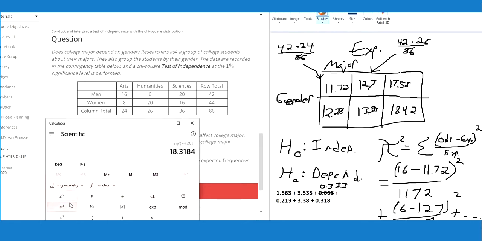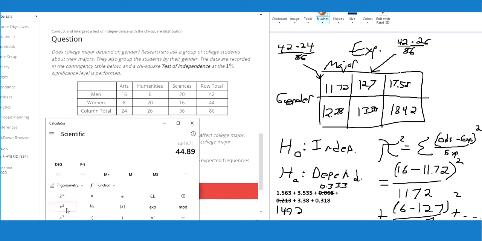Square the difference, divide by the expected, 12.28. Man, I got this one wrong too. What was I doing? Women, so just a triple check here. We observed 8 women. We got 12.28 expected. Square the difference, then divide by the expected. That one down there should be 1.492.